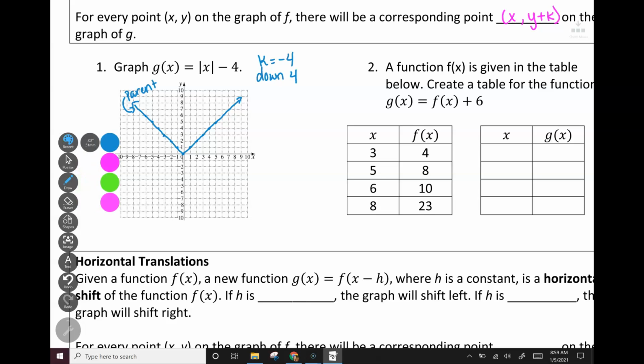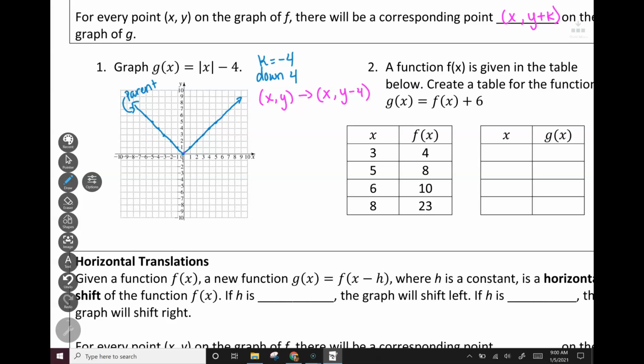And then you could also think about how that affects each point on the graph. Each (x, y) is going to go to (x, y minus 4). The x doesn't change, but the y decreases by 4. So let's do that on the graph.